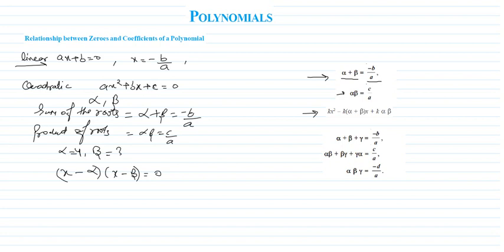Or if we know the value of alpha plus beta and alpha beta, we can simply put them into the given equation, kx square, where k can be eliminated because it is common to all the terms.